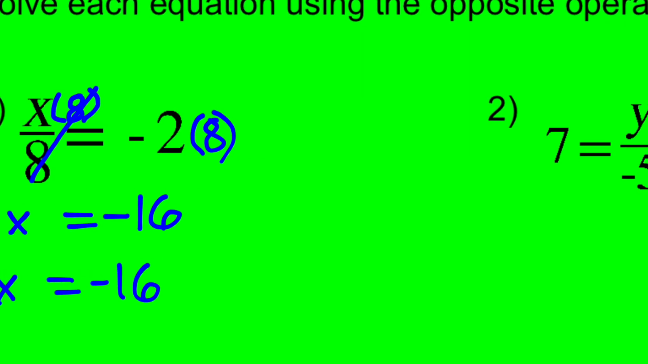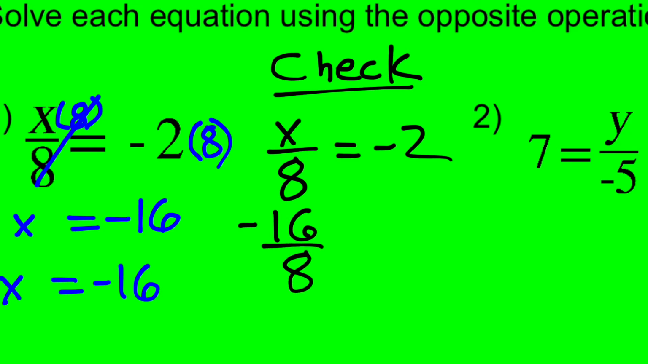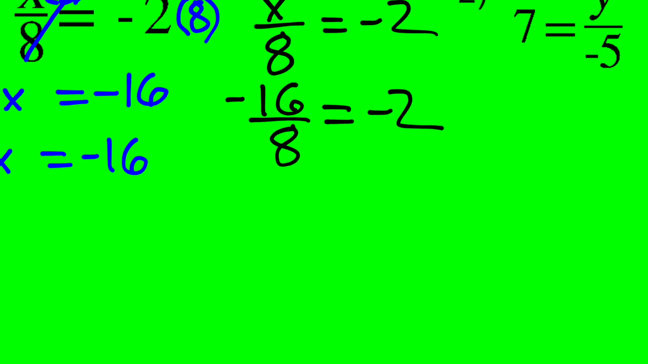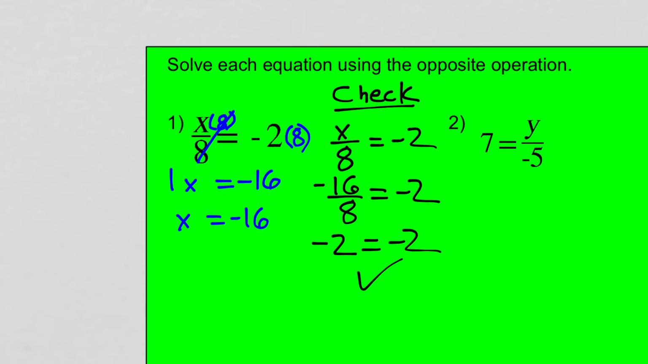To check this equation, I write down the original math equation. X over 8 equals negative 2. I substitute in my answer for x, negative 16 divided by 8 equals negative 2. I divide negative 16 divided by 8. The signs are different. So I get negative 2 equals negative 2, and we are all good. So equations that have division in them, you solve by multiplying.